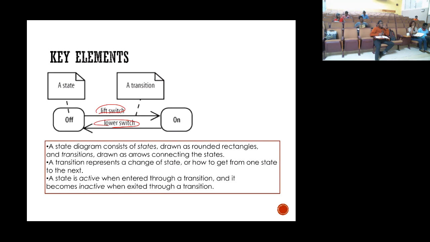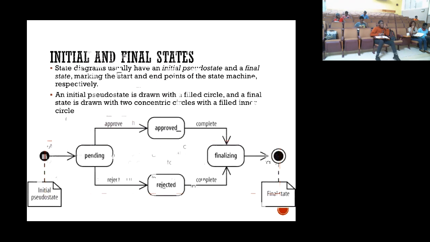So a state diagram consists of states drawn as rounded rectangles and transitions drawn as arrows connecting the states. A transition represents a change of state, or how to get from one state to the next. A state is active when entered through a transition, and it becomes inactive when exited through a transition.